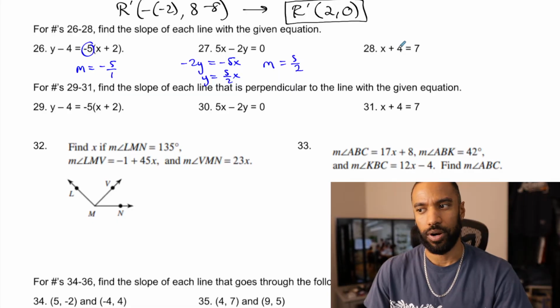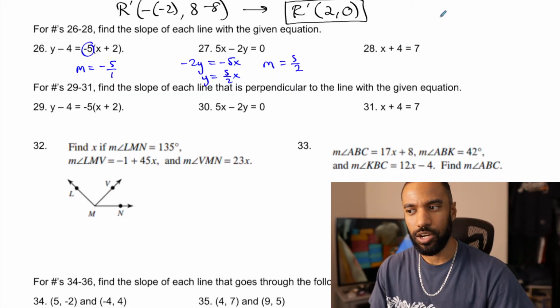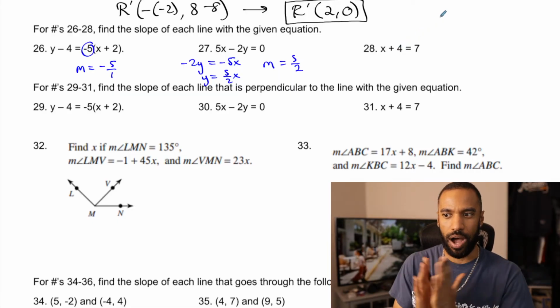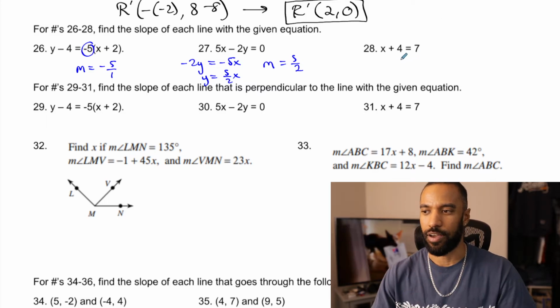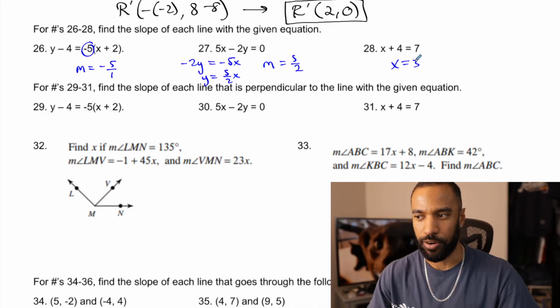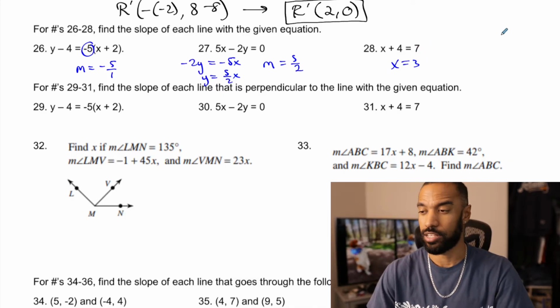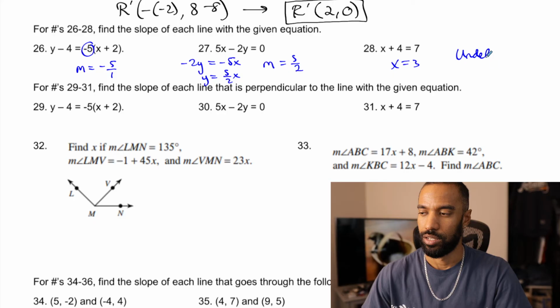This one, x plus 4 equals 7. You can't get into y equals mx plus b form because there's no y in this. If I write it, this is x equals 3. That's a vertical line. That slope is undefined. A vertical line has an undefined slope.